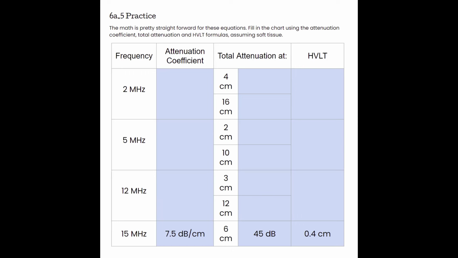It is knowing the frequency of your transducer and knowing the distance that the beam has traveled. With knowing those 2 factors, you can then figure out the attenuation coefficient, the total attenuation, and the half value layer thickness by plugging in your numbers.